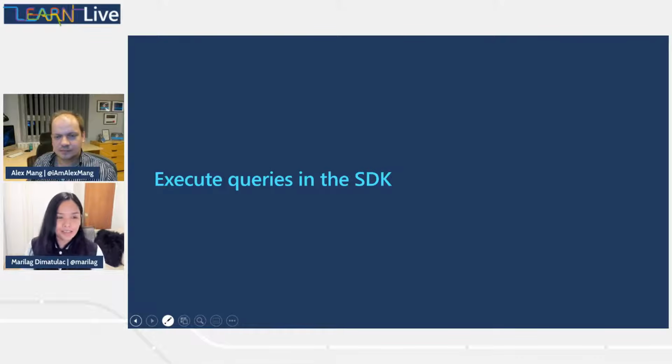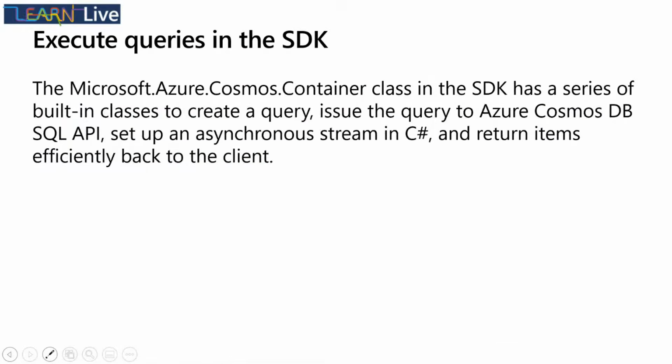All right. So now we have learned all these different ways of querying our data in Cosmos DB. How does this look in code? How do we actually use this? For example, if you're building a C# based application, how do you execute these queries using the SDK?